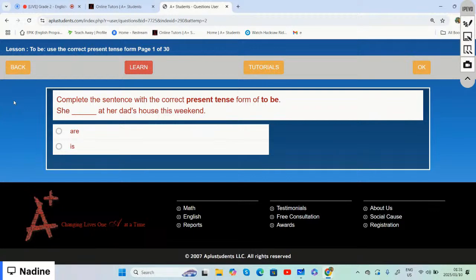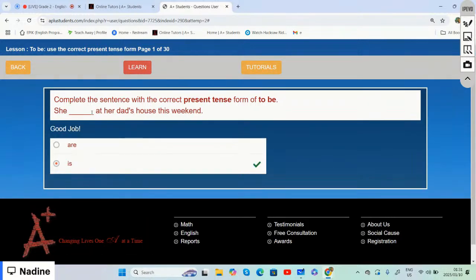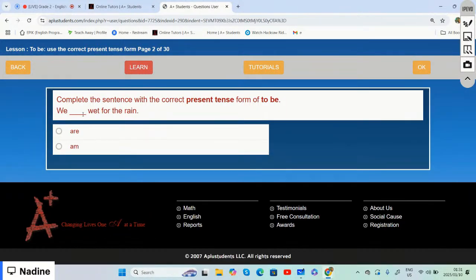All right, then if we were to choose the correct option, then yes, option two is correct. So she is at her dad's house this weekend. Well done. Is, because one person is. Well done. We refers to more than one person. Do we say we are or we am wait for the rain? More than one person. Do we say more than one person are or more than one person am? Which one is correct? Well done.